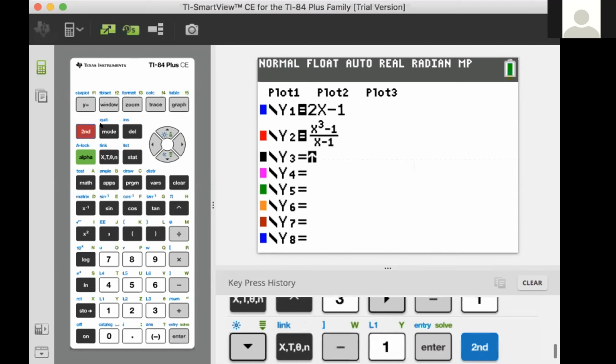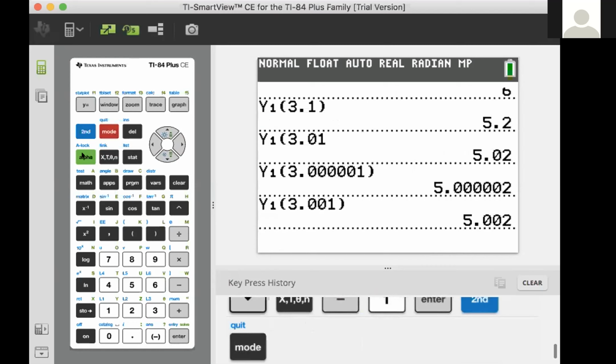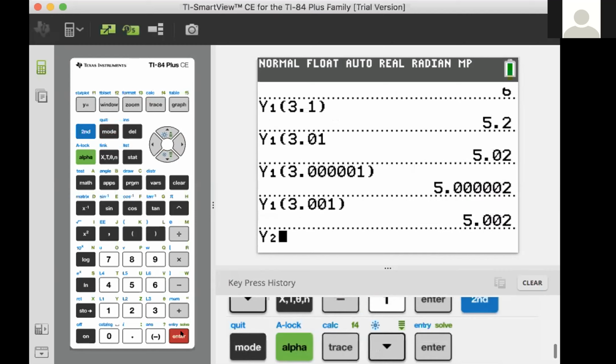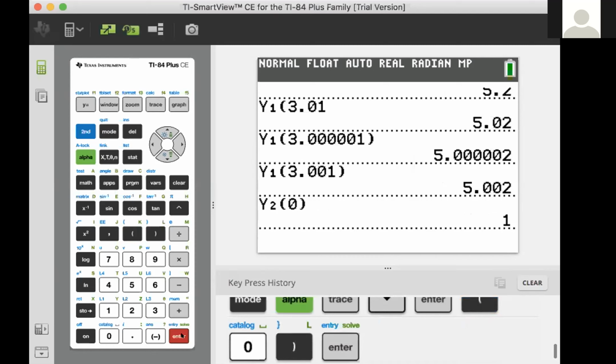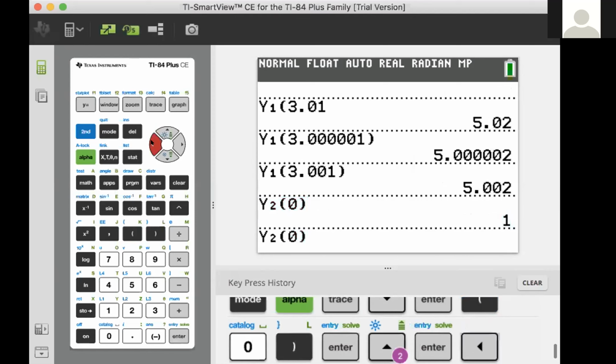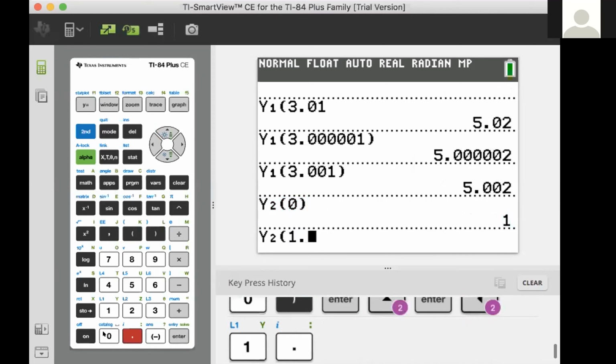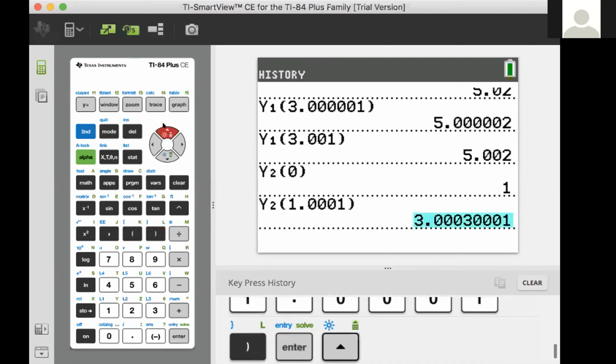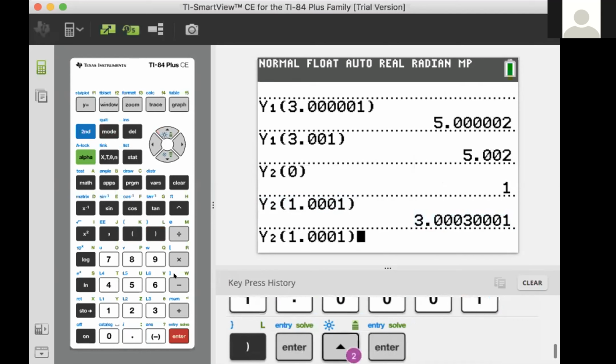So I'm going to quit the screen by pressing second mode, that's quit. And I'm on y2. So you press alpha, F4, number 2, I just click down arrow to go to 2 and press enter. Parentheses, I wanted to figure out what happens when x was 0. That's what I get. I want to know what happens when the x value was 1.0001, 3 zeros and a 1. And lastly, what happens when x was 2?